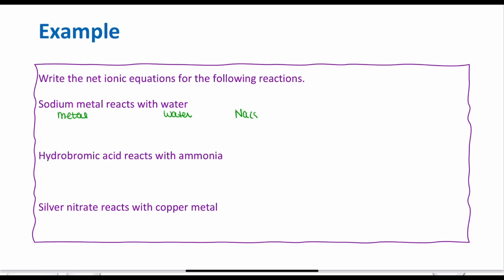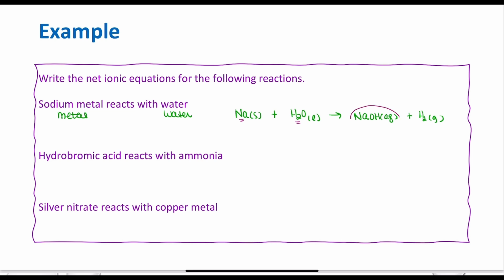Sodium metal, Na solid, is going to react with water. And when this reacts, it's going to form sodium hydroxide, which is aqueous, and hydrogen gas. It's a single displacement. We'll talk about the net ionic in just a sec. But notice the metal is replacing the cation in the system. So I'm forming sodium hydroxide and hydrogen gas.